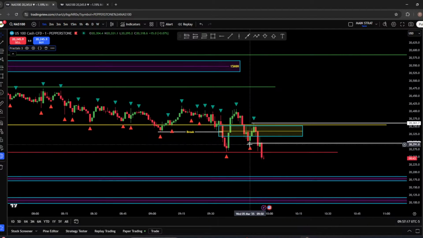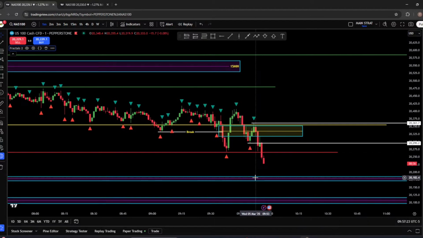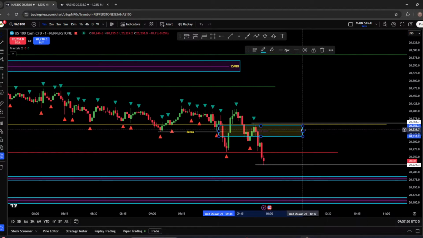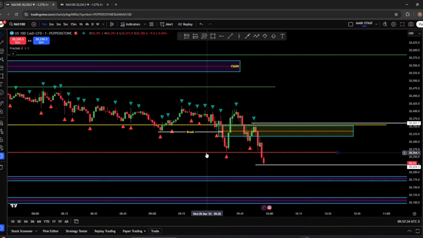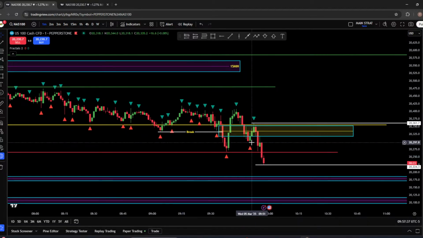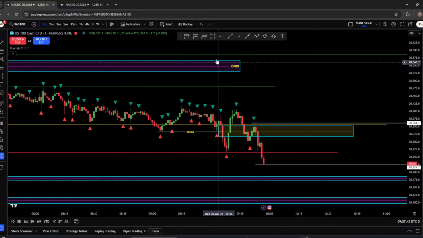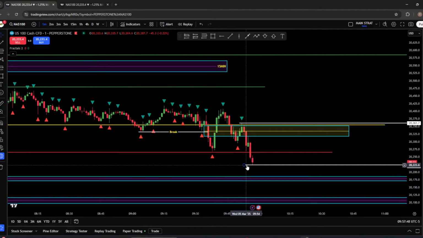All right, let's see here. That wouldn't be a bad trade. Stop loss here, and we could target that little area down there.